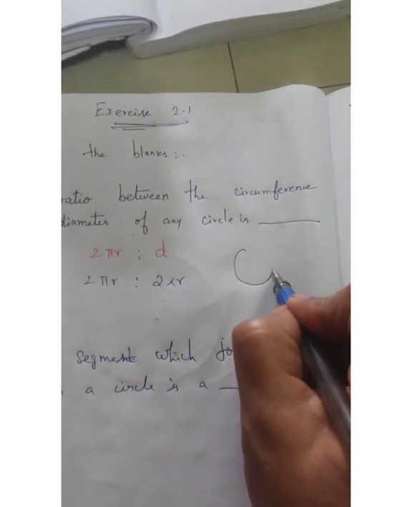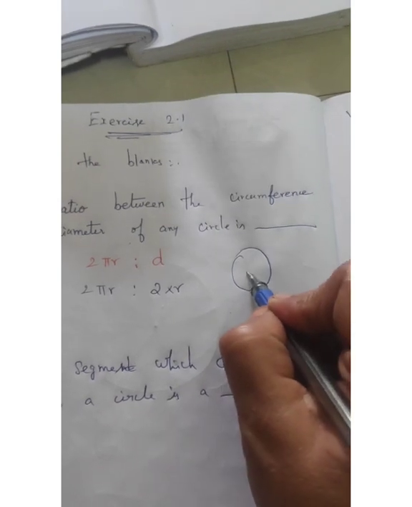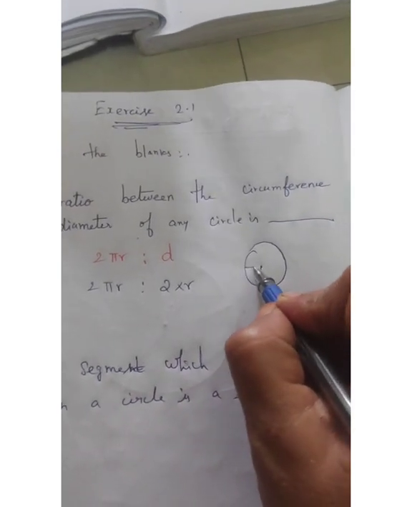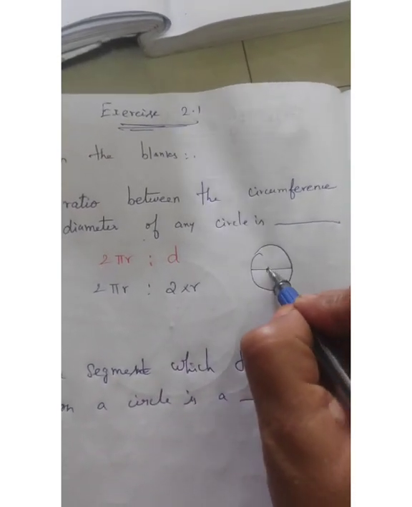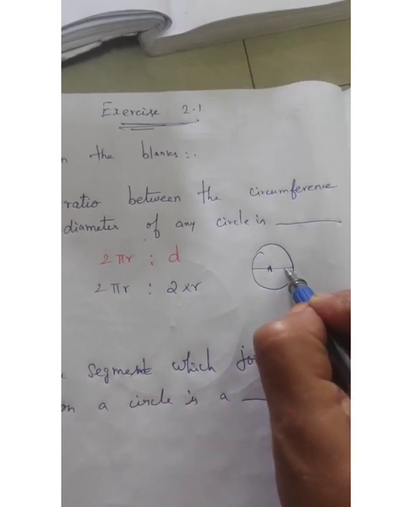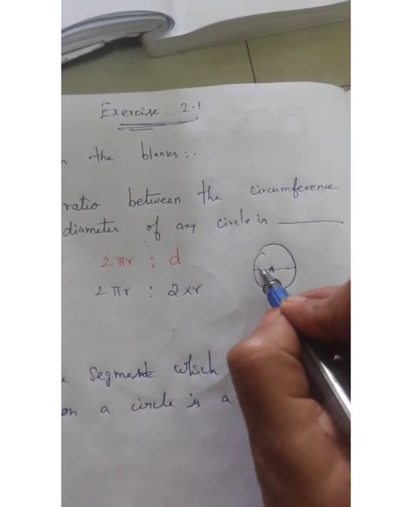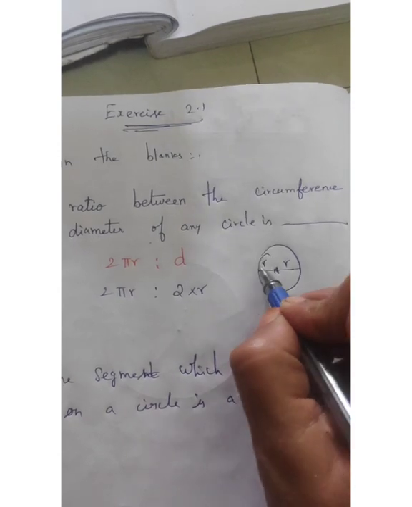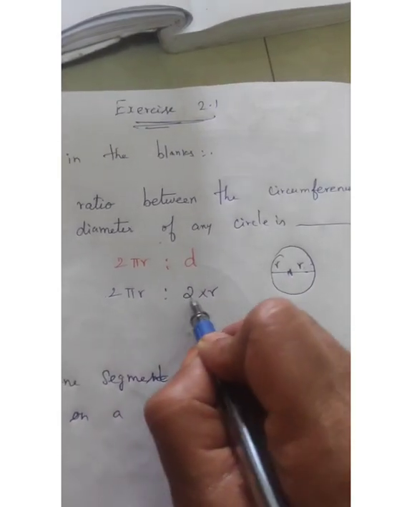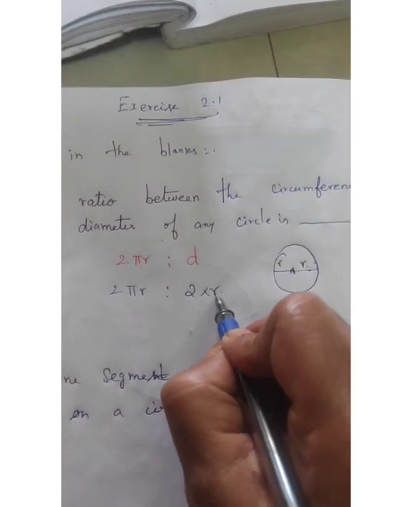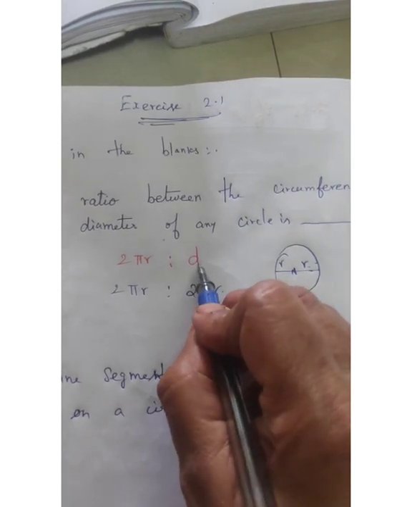One circle is there, and this is the center of the circle. This full length is called the diameter. So 2 radii make the diameter: here one radius, here one radius. Total number of radii equals 2 into radius. So D equals 2R is the formula.